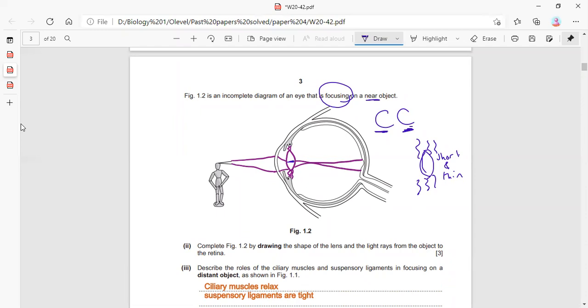طب إيه تاني؟ هكمل اللايت ريز زي هنا وأعمل ريفراكشن عند الكورنيا. اللايت ري بيبقى بنت عند الكورنيا وريفراكشن عند اللينس, والفوكسينج في الآخر لازم يقع فين؟ عند الفوفيا أو اليلو سبوت. These are the three marks. الشيب بتاع اللينس مظبوط, عندي ريفراكشن عند الكورنيا واللينس, وتالت حاجه ان الفوكس حصل عند الفوفيا او اليالو سبوت.